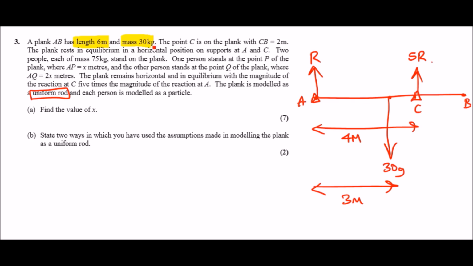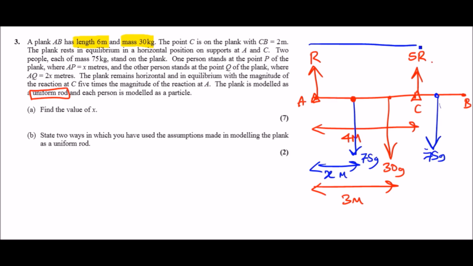So 2 people, each of mass 75, stand on the plank. One person stands at point P, where AP is X, and the other person stands at Q, where AQ is 2X. So let's just say one guy is over here. Let me just change the color of this. So we got one guy X meters away, and he weighs 75 g. And another one, let's say over there, again 75 g, and the distance here is 2X.